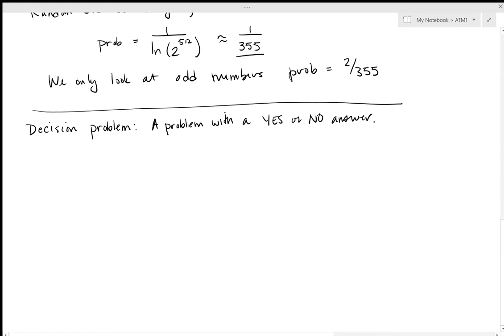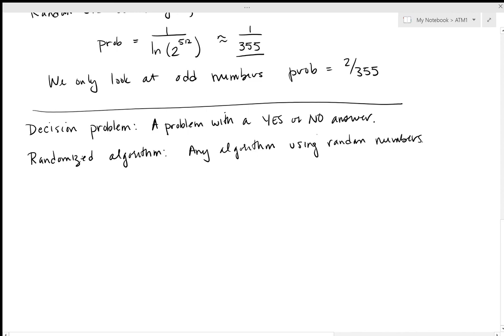Then we have a randomized algorithm. That is any algorithm using random numbers. Deterministic algorithms do not use random numbers. So I'll just make a note of that. That's not really that important to what we're going to do here, but just so we understand the vocabulary, deterministic algorithms do not use random numbers.